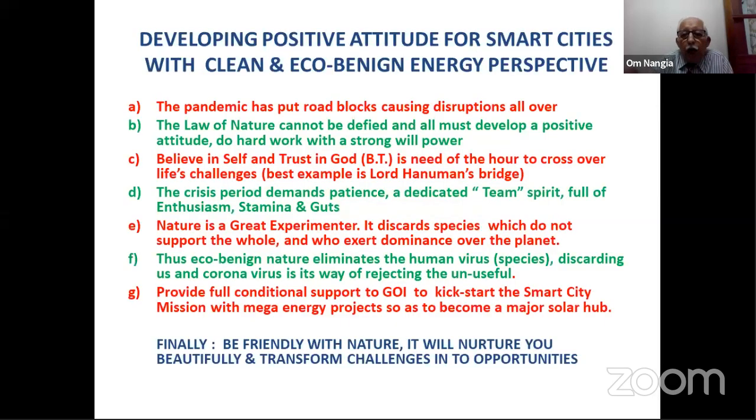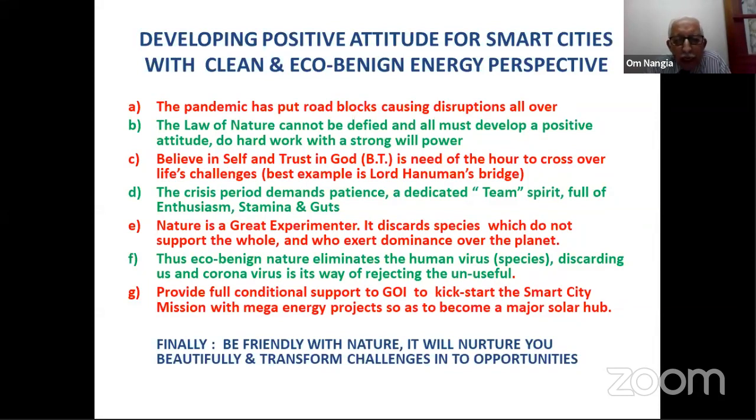Now, all this can be done. We have to develop our positive attitude when we go for big new projects like smart cities. We have been developing and establishing various big projects. Our country is very big with a lot of industrialization. But smart city is a very big challenging project, and clean and eco-benign energy is to be utilized in setting up of smart cities.